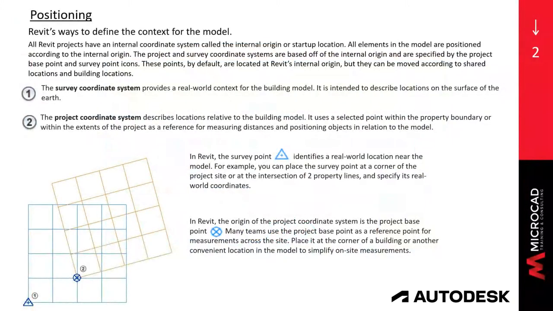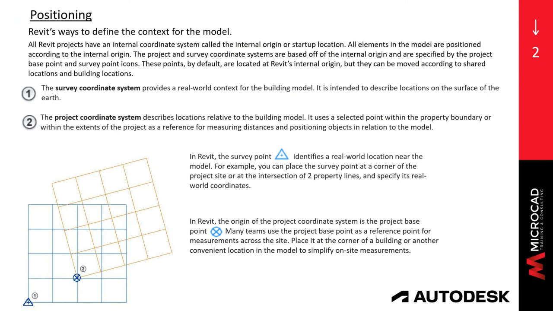So when I think about the survey point, we're talking about the positioning of our project and about the coordinate system. Revit has its own coordinate system where it has an internal origin or a startup location, and all elements in the project are positioned according to that internal origin. It also has two more points: one is called the project base point and the survey point. They are all by default located at the internal origin, but they can be moved according to shared coordinates or building locations.